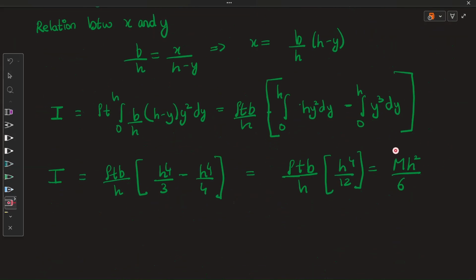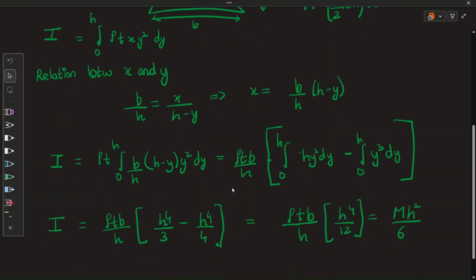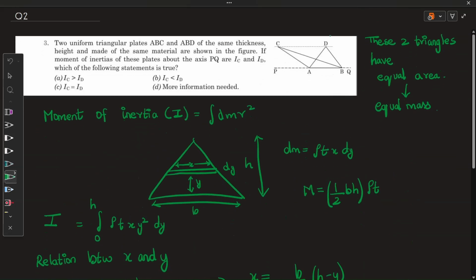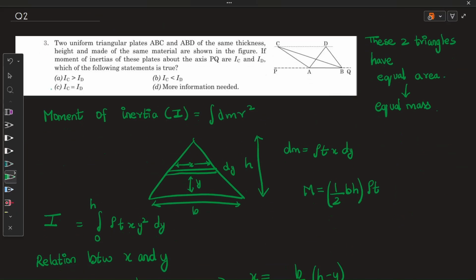So let's compare. This is the moment of inertia of any triangle of height h, where h is measured from the axis of rotation. So here the axis of rotation is this. Now, in case of triangle ABC and ABD, they have same mass and same height. So of course, mh square is same for both of these. So the IC must be equal to ID. That is the conclusion over here.